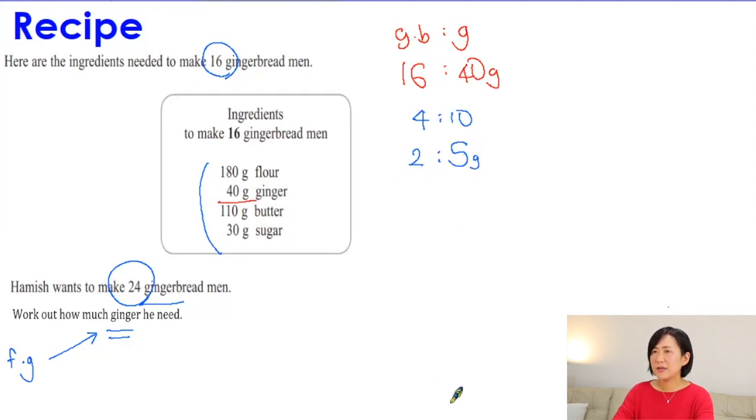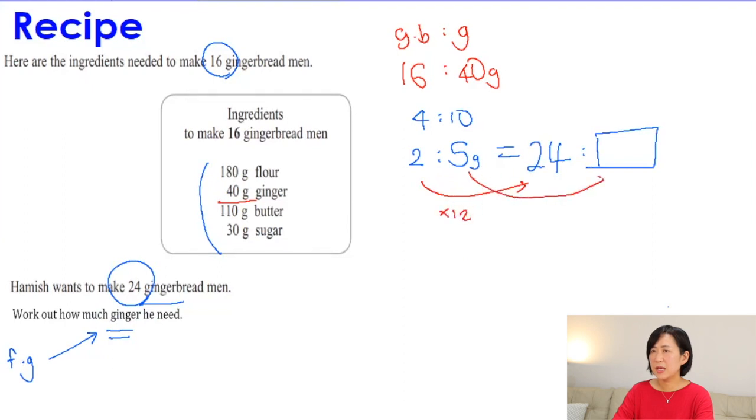Then, let's figure it out. These are equivalent to 2. So, 24 gingerbread men. Then, the amount of ginger is the missing number. So, let's figure this out together. Now, 2 became 24. That means times 12. Then, times 12, 5 is 60. So, you need 60 grams of ginger.